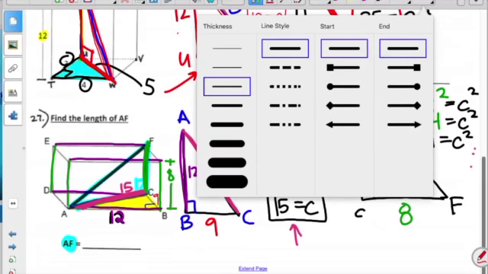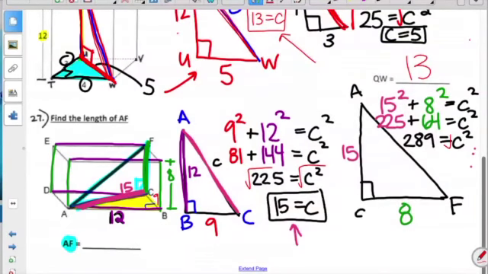Take the square root of both sides to cancel out our exponent of 2. So we have equals c. And our answer is the square root of 289, which is 17. 17 units. That's our answer.